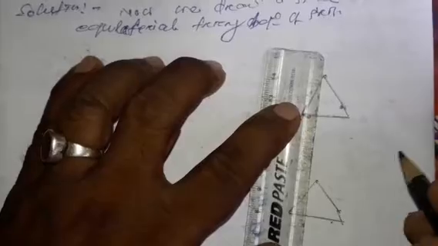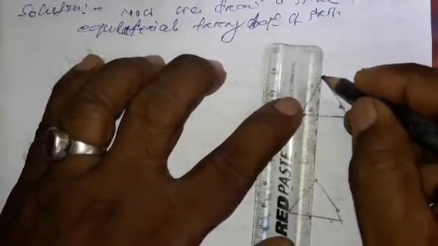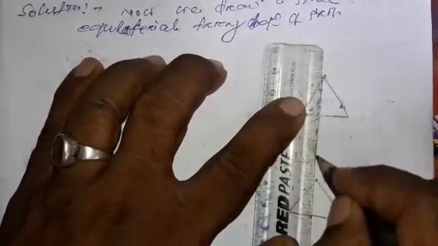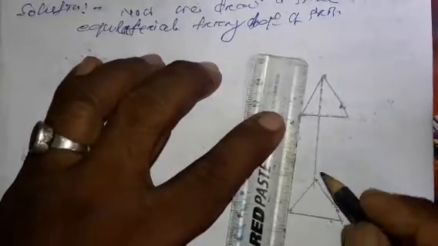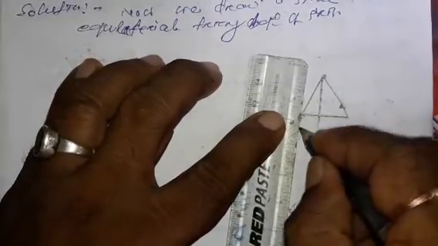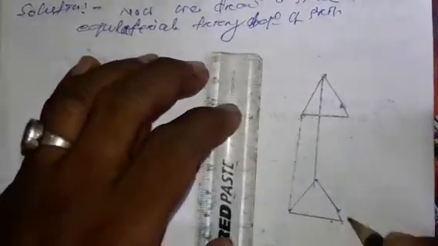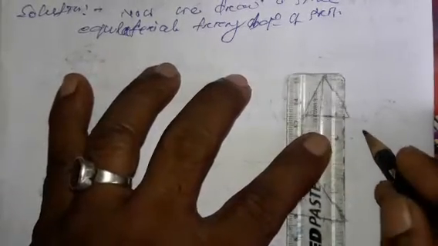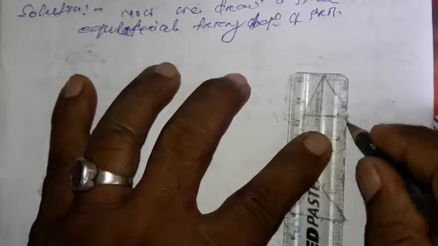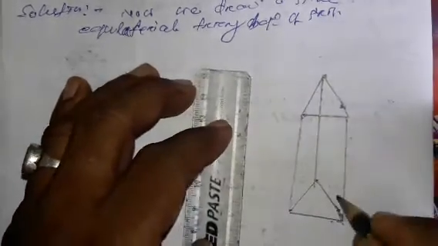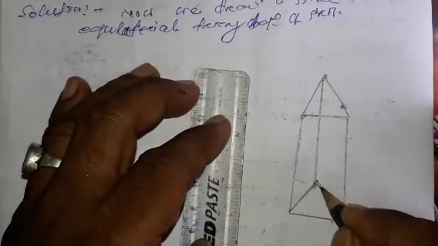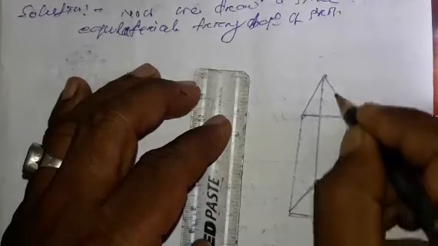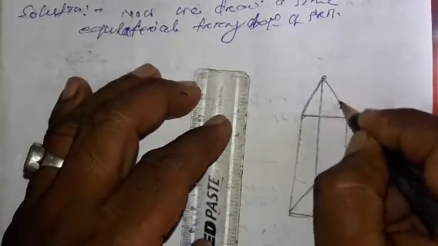So join. This is the joint. This is the height, the height of the equilateral triangle. So this is the equilateral triangle base, and this is the equilateral triangle base.